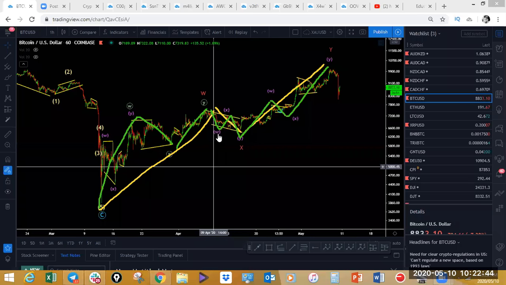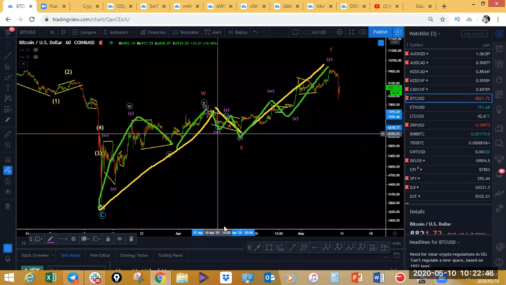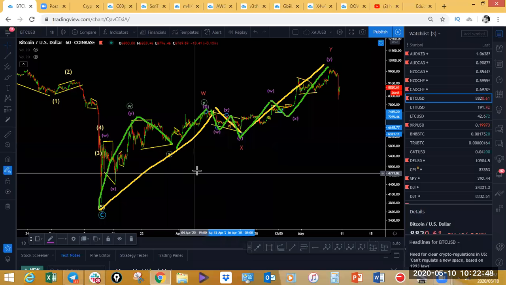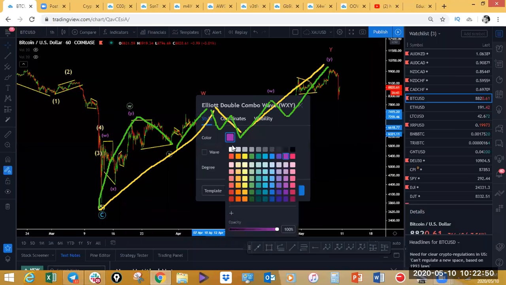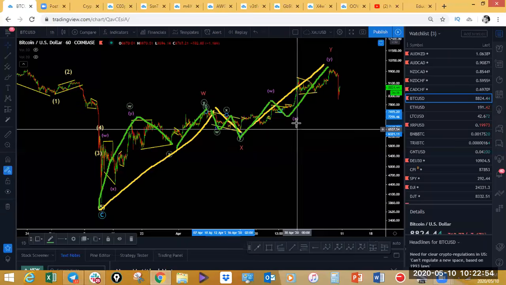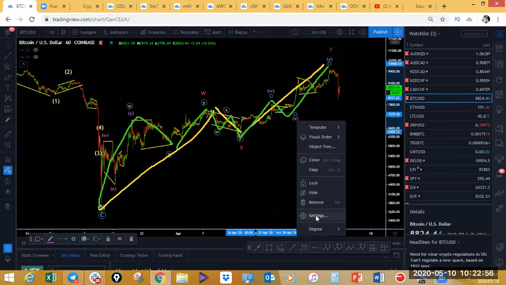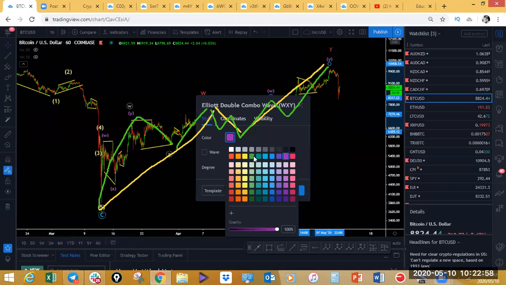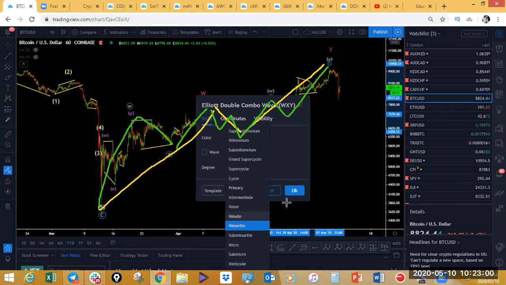This one just needs to be corrected here. This purple is actually the green degree, so it's the green minute degree. Let me do it quickly. So this is the green, and it's the minute degree, just so it can be the same degree as the first leg. That is the green minute degree.